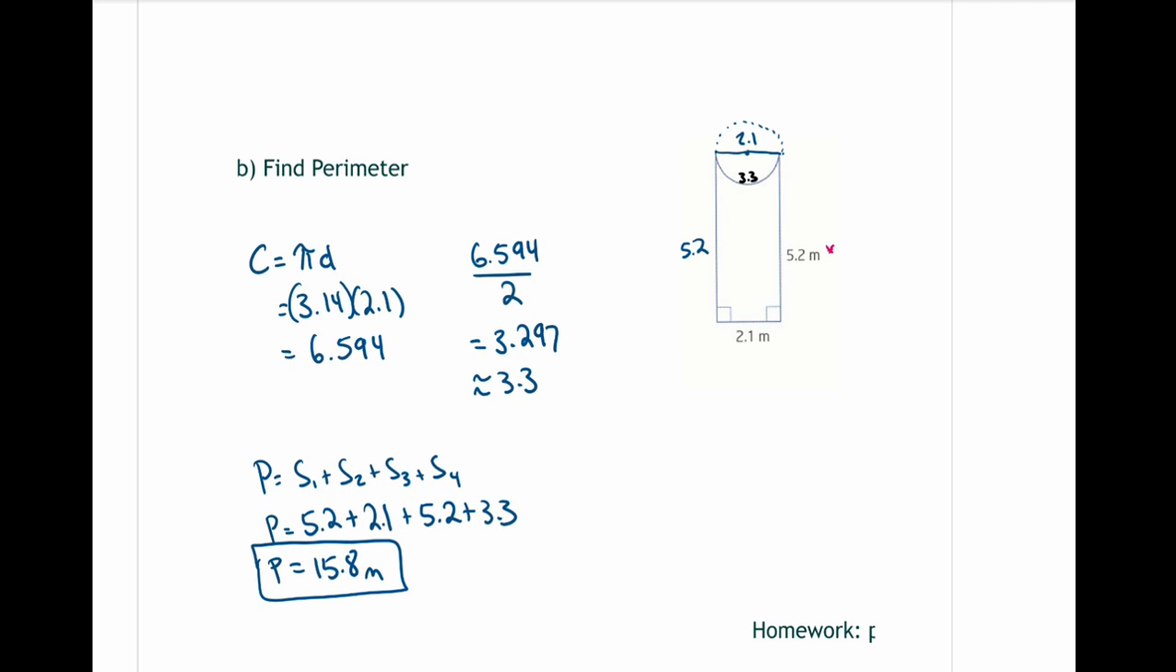So again, break it down into the shapes that you're familiar with, so those squares, rectangles, triangles, and circles. And then from there, reason through what you have to do to find the area and the perimeter.